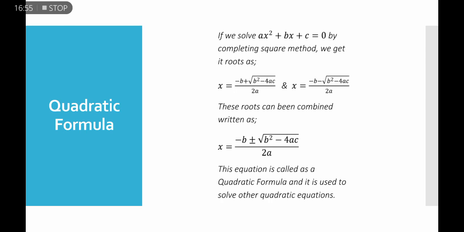These roots can be combined and written as x = (−b ± √(b² − 4ac)) / 2a. This equation is called the quadratic formula, and it is used to solve quadratic equations.